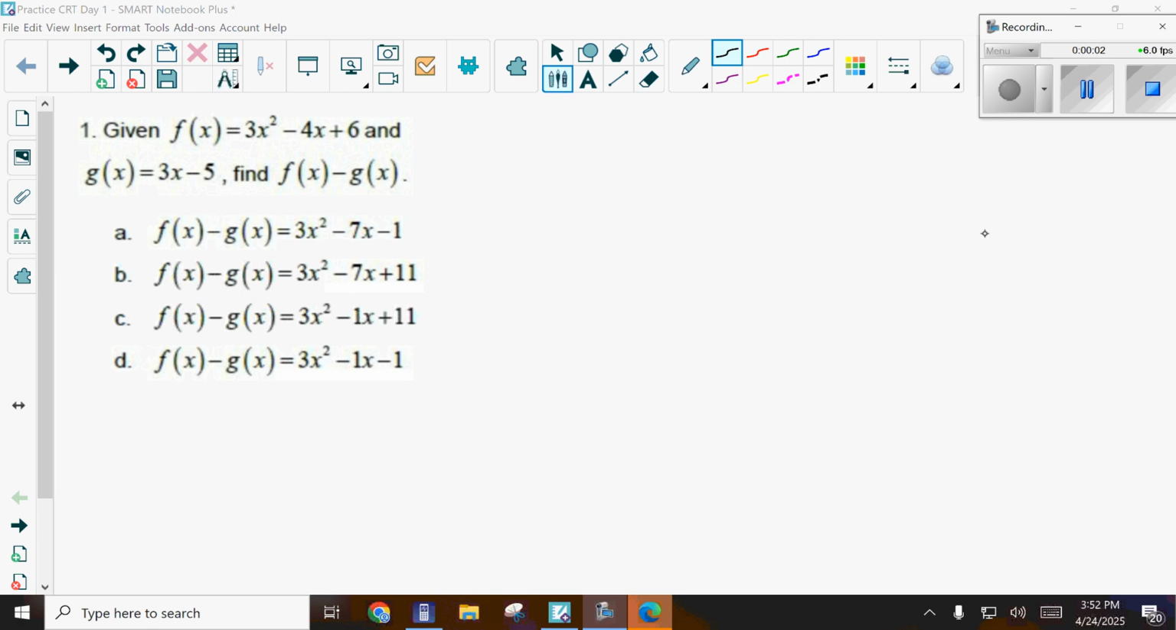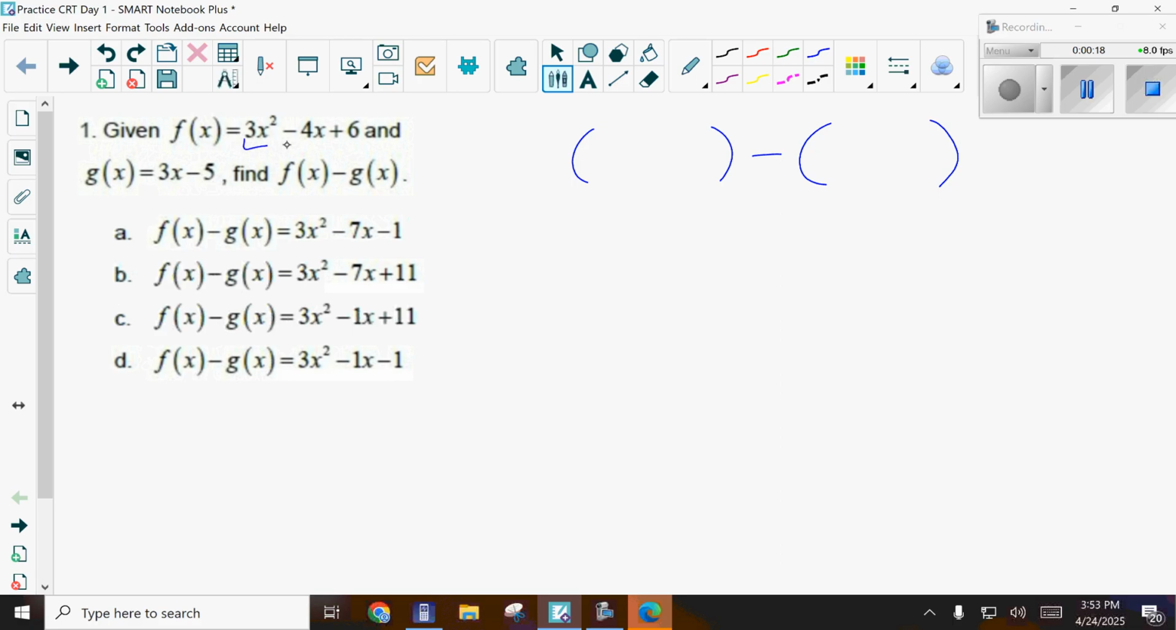Okay, this is our end of course final exam review. Question 1 says, given f of x and g of x, find f of x minus g of x. So to start, you have to substitute by using parentheses. So f of x goes first and g of x goes second.